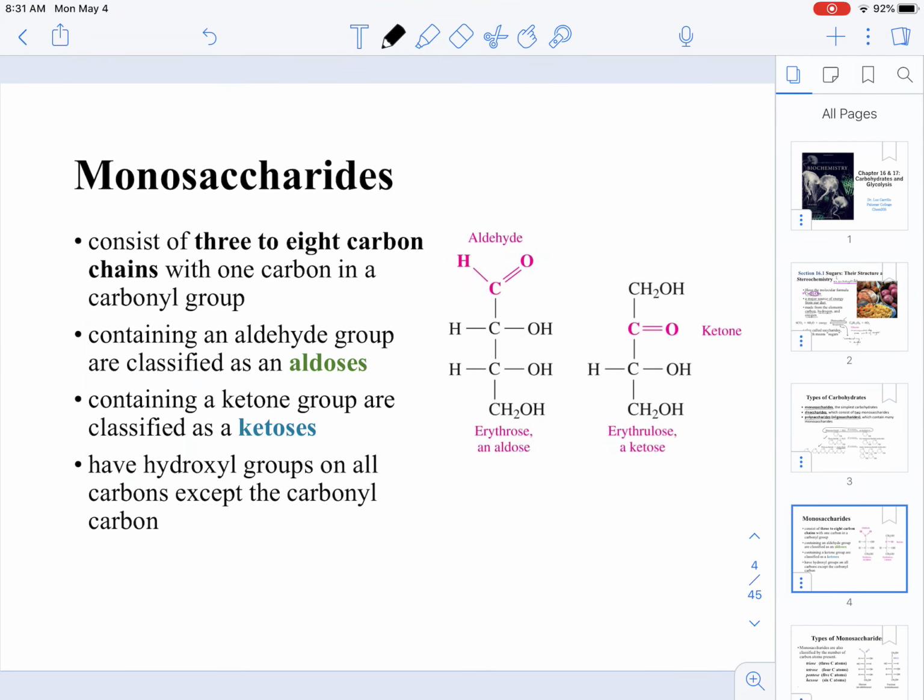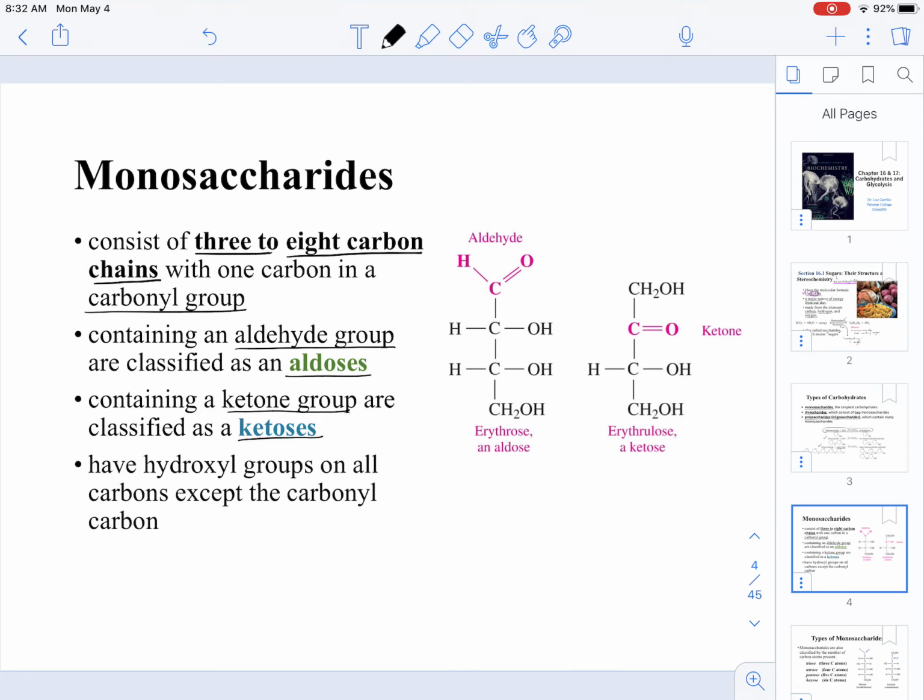Let's now focus on monosaccharides and look at their structures. Understand that monosaccharides consist of 3 to 8 carbon chains in length. They are also going to have a carbonyl group. Now, this carbonyl group can be an aldehyde group. So if your monosaccharide contains an aldehyde group, then that is going to be known as an aldose. While if a monosaccharide contains a ketone group, it's going to be known as a ketose.